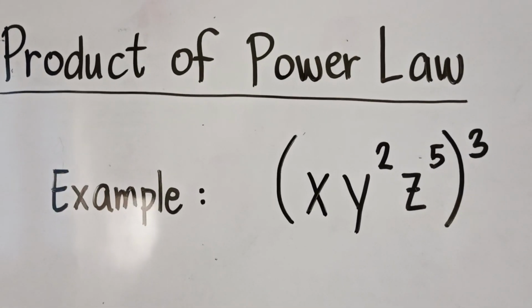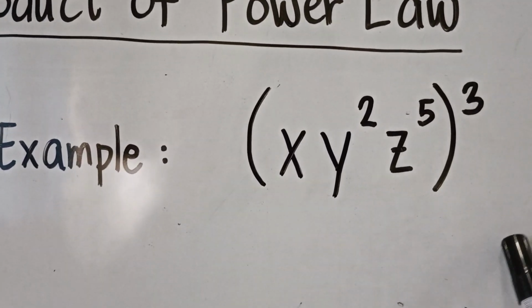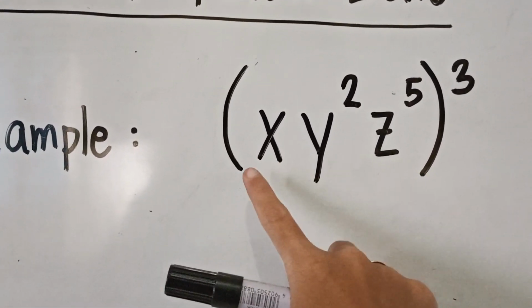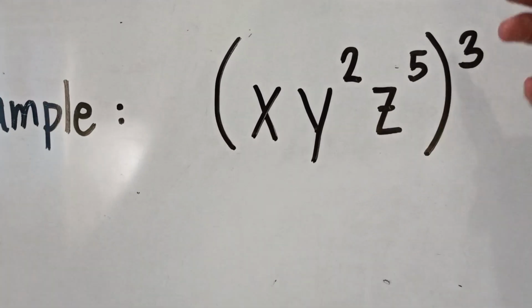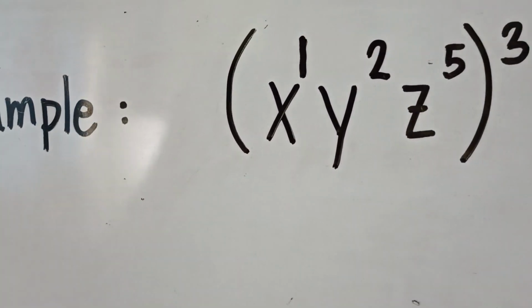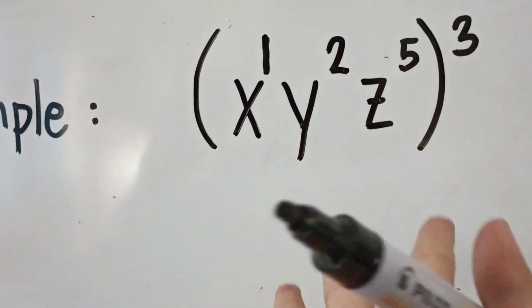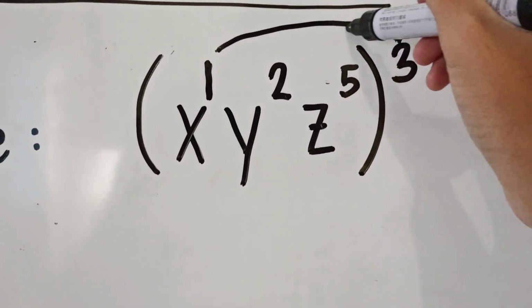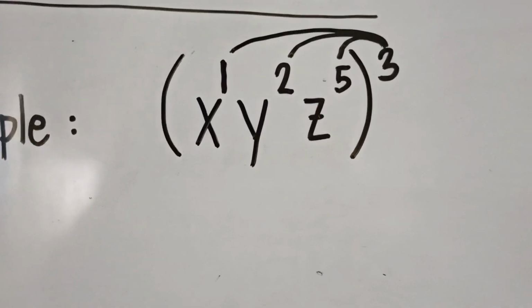Another example is the quantity x, y squared, z to the power of 5, all raised to the power of 3. As you can see, we've got 3 variables here. And mind, the variable x doesn't have an exponent there. However, there is an invisible one. Again, always remember that there is an invisible exponent 1 if you don't see any exponent at all. Now, we need to distribute the exponent 3 to the internal exponents. That's how we do the distribution.